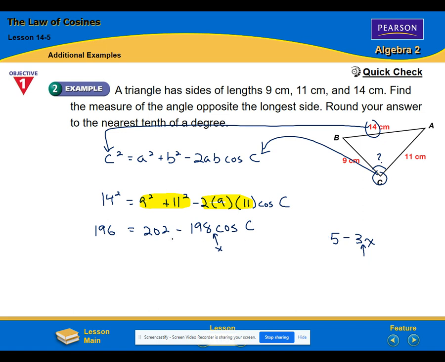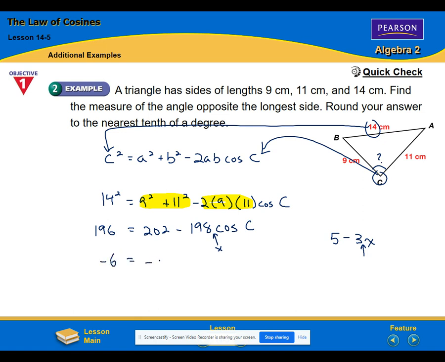In the case of the law of cosines, we're trying to solve for this angle C here. So rather than subtracting, which you should not do because that would be a violation of orders of operation, you're going to need to subtract 202, divide by negative 198, and then take the inverse cosine. So I'm going to do that one at a time. Again, I'm just using my handheld calculator here. 196 minus 202 is negative 6.